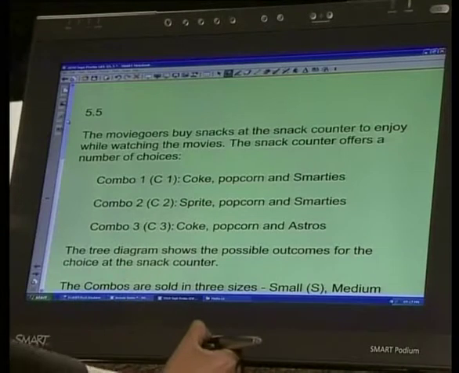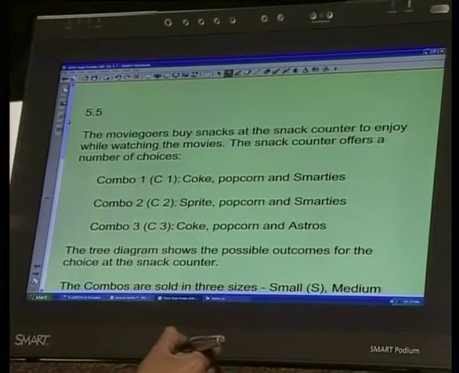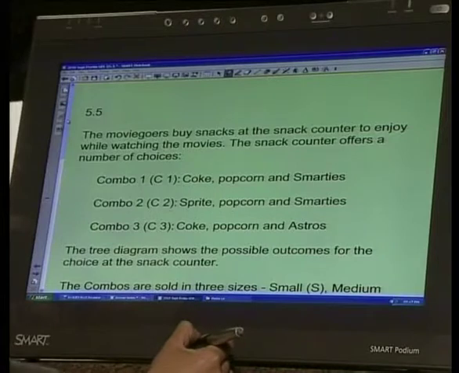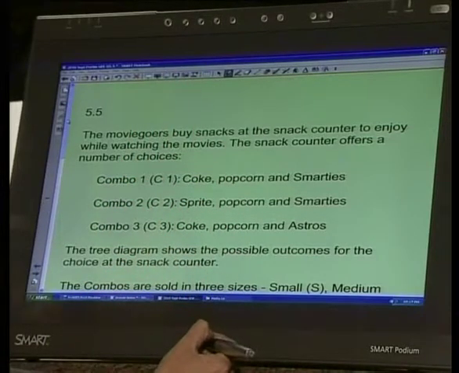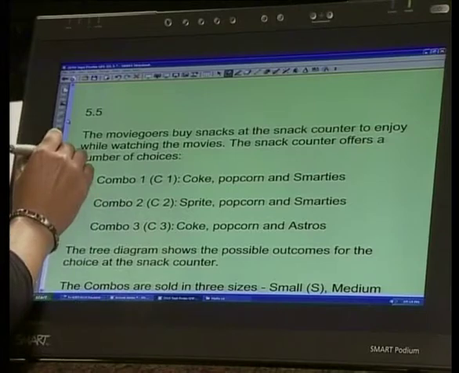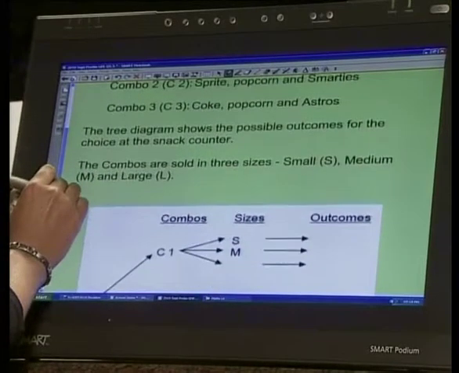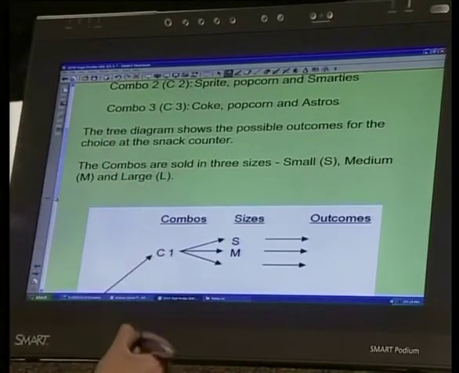Question 5. The moviegoers buy snacks at the snack counter to enjoy while watching the movies. That's what we all love to do. The snack counter offers a number of choices. So they give you 3 different combos, combo 1, 2, and 3. You'll notice that in all 3 of the combos, they come with popcorn. Then they alternate between either offering you Coke or Sprite, and then the choice of either Smarties or Astros. So the tree diagram shows the possible outcomes for the choice at the snack counter.